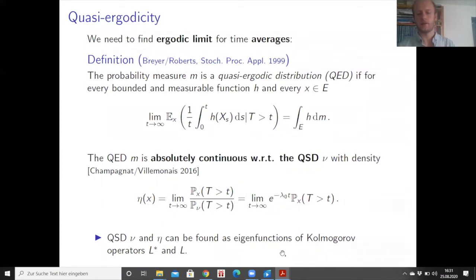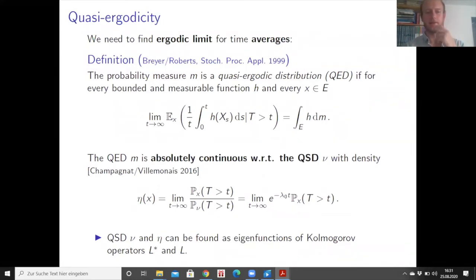and they are both eigenfunctions of the Kolmogorov operators. So the nu really is an eigenfunction of our L star. So it's kind of the analog to the classical stationary distribution. And the eta is an eigenfunction of our generator, where it has this property that it's really measured by survival probabilities starting at certain points x, then in the product with our survival probability with respect to the quasi-stationary distribution. And this also has a particular rate, the survival probability with respect to the quasi-stationary distribution, and it's actually this lambda_0. And this is precisely the eigenvalue which corresponds with these eigenfunctions.